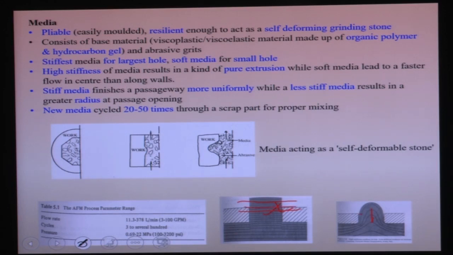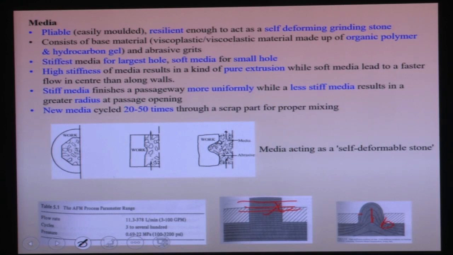So for polishing small holes, less stiff media is used. This less stiff media has a high velocity at the center, and at the surface its velocity is less. So this media can flow anywhere, so it can be used for radiusing also. It can result in a greater radius at a passage opening. So if there is a passage opening and you want to generate a greater radius, you have to do the radiusing operation, and you have to use the soft media.